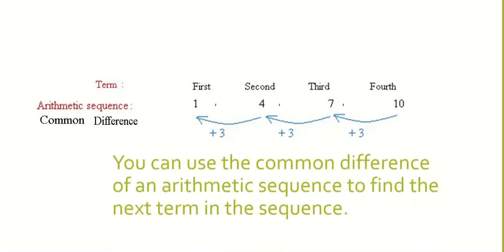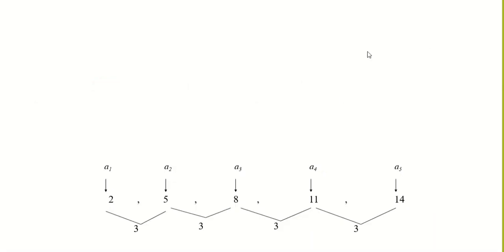We can use the common difference to get the next term of an arithmetic sequence. So for this one, 10 plus 3, you will get the next term as 13. Okay, another example here is the sequence 2, 5, 8, 11, and 14. If you will notice, the difference between two consecutive terms in the given sequence is the same, and that is positive 3 also.